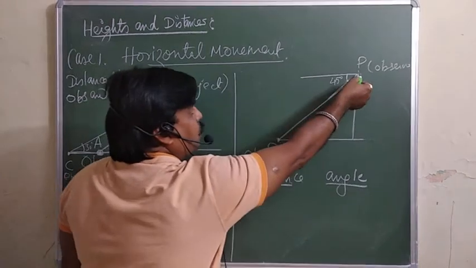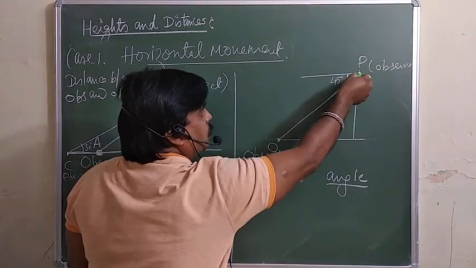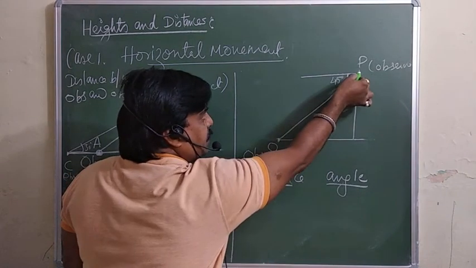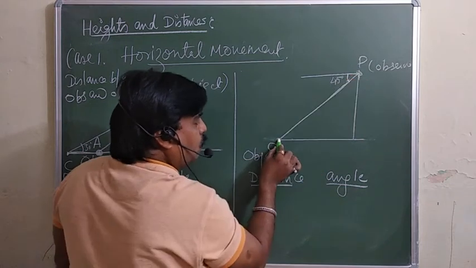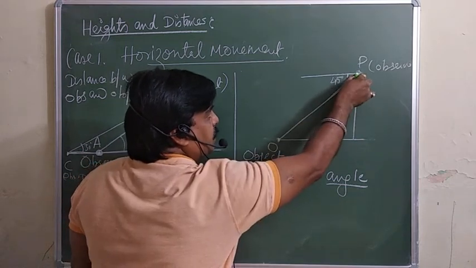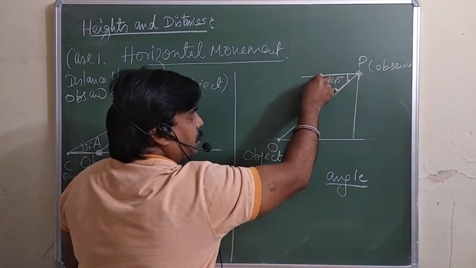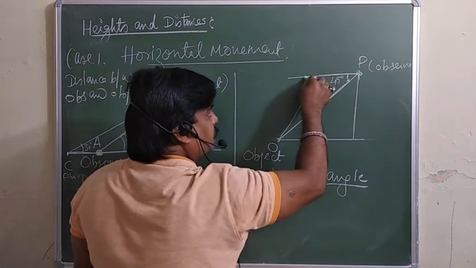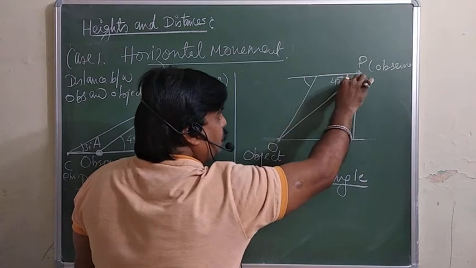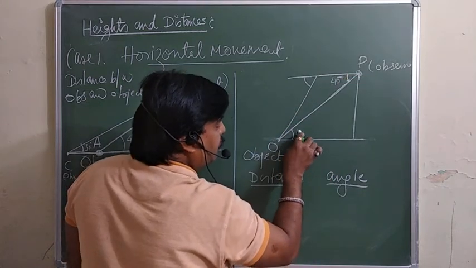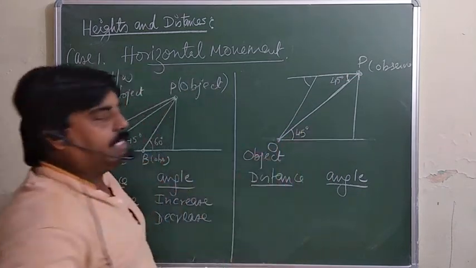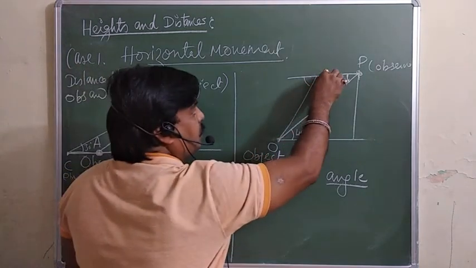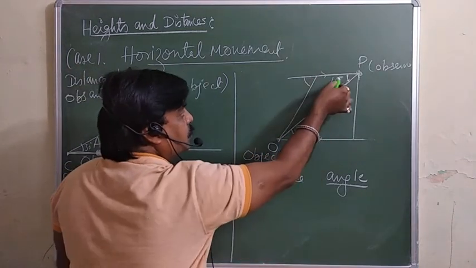See, now if you are going closer to this object, means distance between the observer and object is going to decrease. इसका मतलब आप किधर आ रहे हैं? इधर आ रहे हैं. You are coming here. So now your angle becomes this one. See, this is 45. So this will also be 45 by the alternate interior angles because these two lines are already parallel. So this is 45.